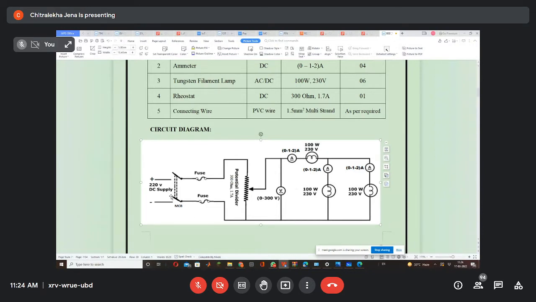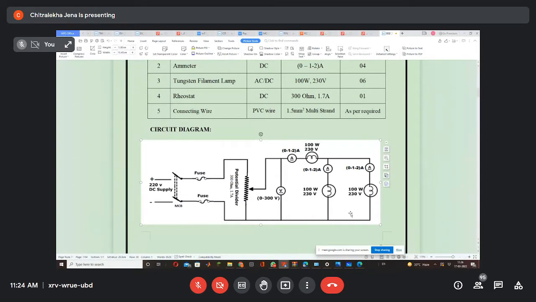Okay, so for that, with a single throw, where the positive will be there, the negative conductor will also be there. So for that, this is connected mechanically. That means that switch we have to switch.